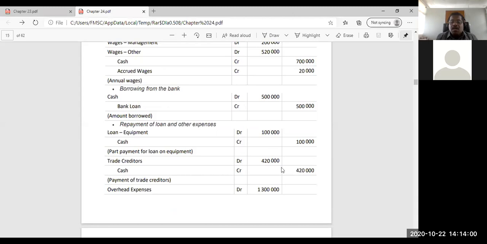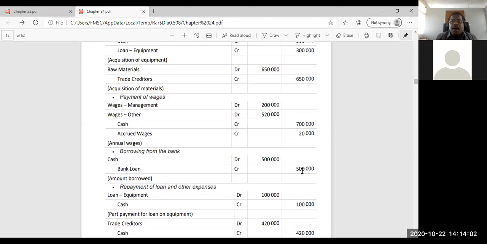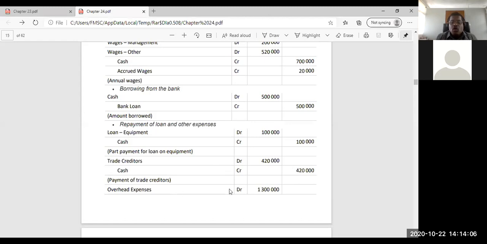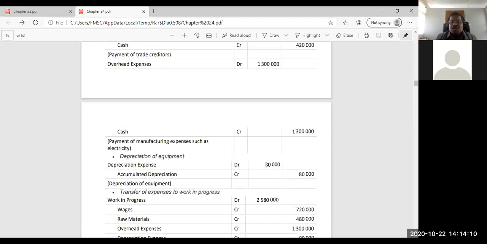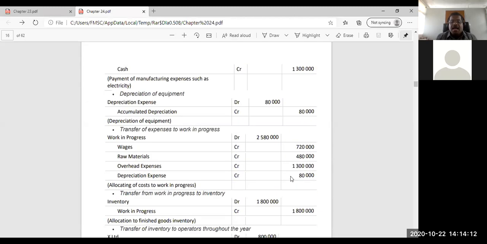Trade creditors so much, and trade creditors settle part. 650 trade creditors here settle. Overhead expenses 1.3, cash credit. Depreciation is 880, and transfer of expenses to the work in progress. So work in progress account debit, the balance of the work in progress account, wages, raw material, overheads, and depreciations.